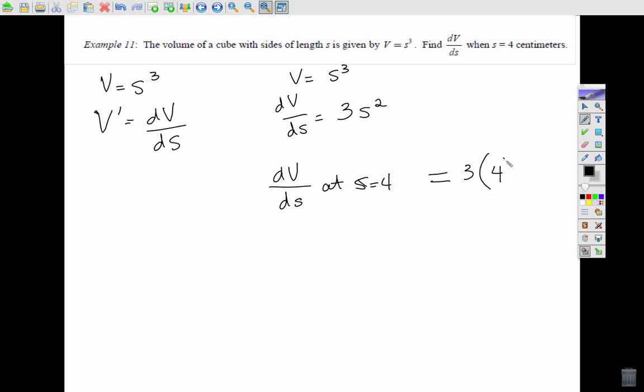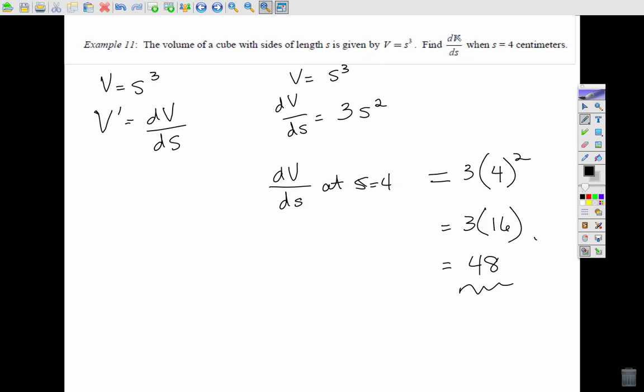Now, how do we find dv/ds at s equals 4? Well, that is going to be 3, substitute in your s, squared. What does that give us? 3 times 16. What does that give us? Let's see, 3 times 16 is 48. All right, there's our answer.